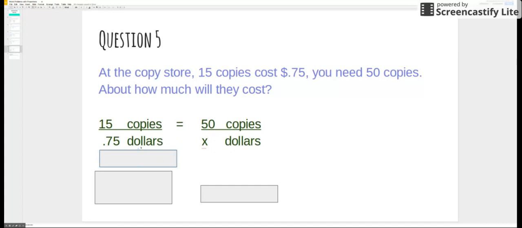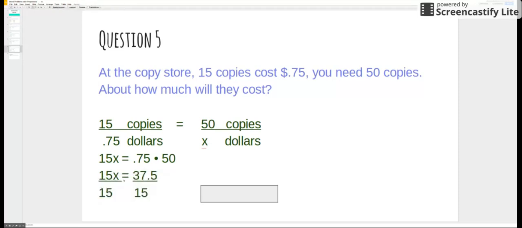Now you're going to cross multiply. 50 times 0.75 equals 15x. And now you just solve. So 15x equals 37.5. Divide both sides by 15 to get x alone. You get x to be $2.50.